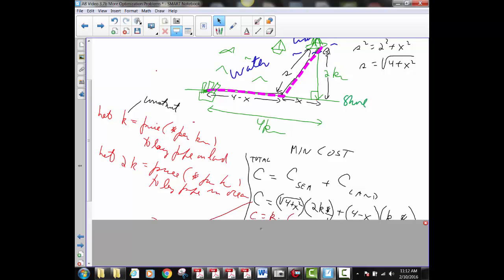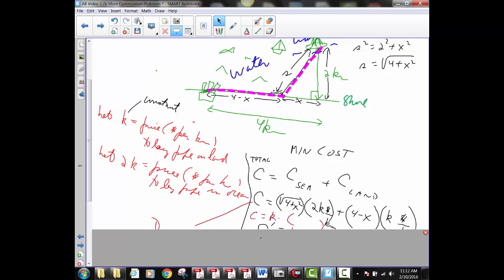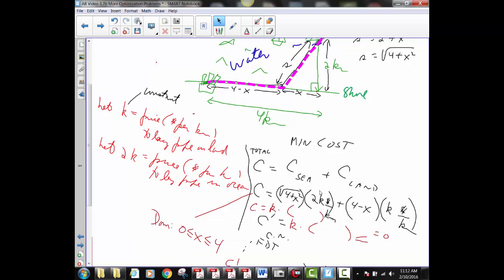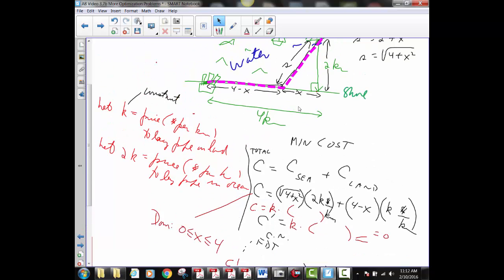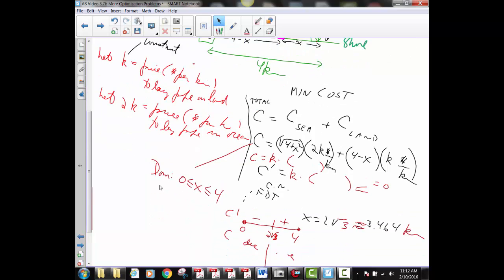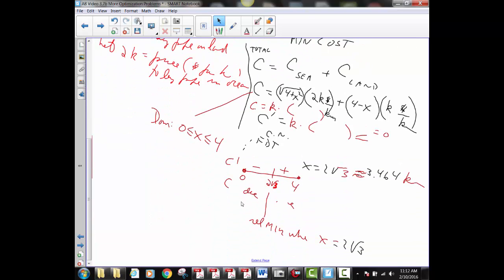The length of the pipe in the sea is s, which is the square root of 4 plus x squared. The cost is 2k dollars per kilometer. The length in kilometers of the pipe that you would put on land would be 4 minus x kilometers, and its cost is k dollars per kilometer. The domain of x would have to be between 0 and 4. Okay, x could be 0, it could be 4, it could be one of the extreme values.